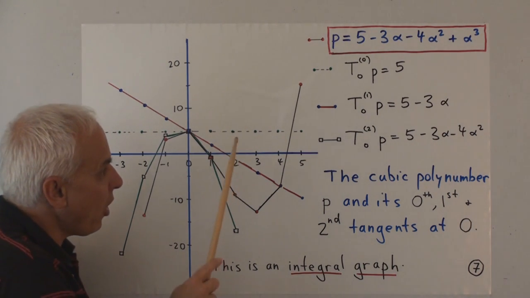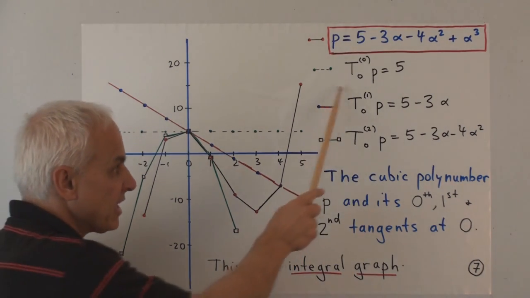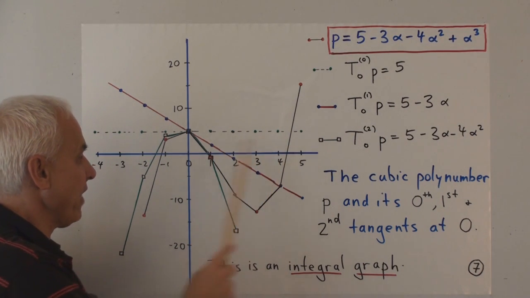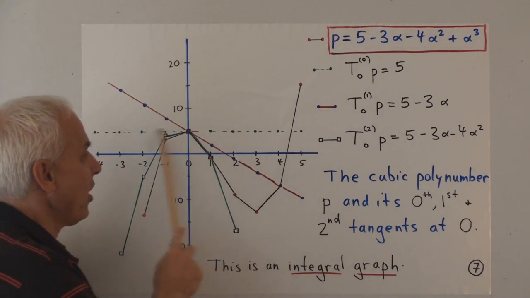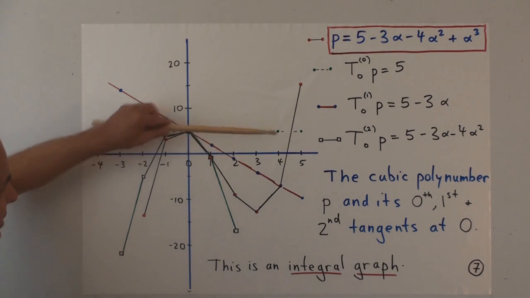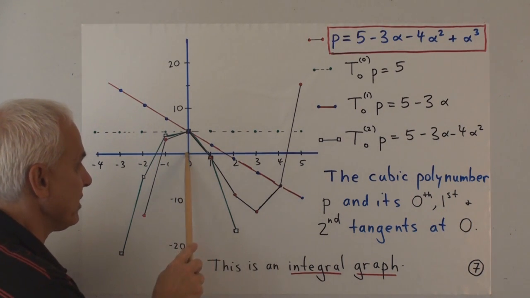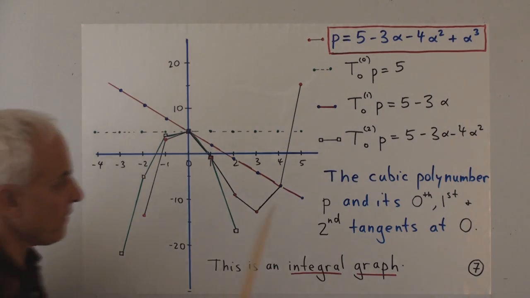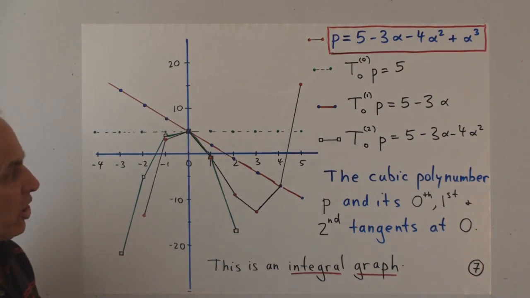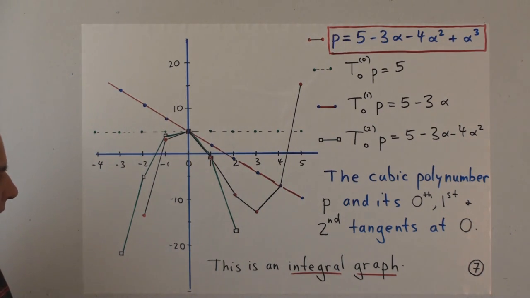Why? Because we're plotting all the points of the form c and this thing evaluated at c. But this thing evaluated at c is always 5. So we're plotting 1, 5, 2, 5, 3, 5, 4, 5, and so on. All of the points just along this line where the y-coordinate is 5. So there's the 0th tangent to this cubic at the point 0. The first tangent is what we get when we disregard everything except the constant and the linear terms. That's 5 minus 3 alpha. That's a linear polynomial. And what does that look like?